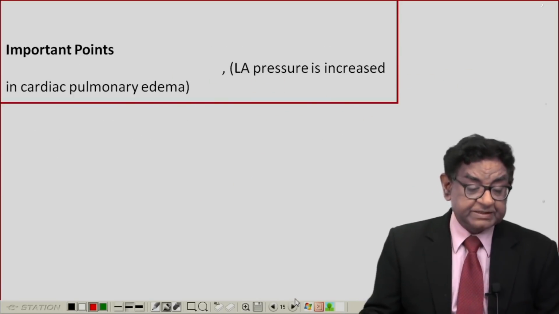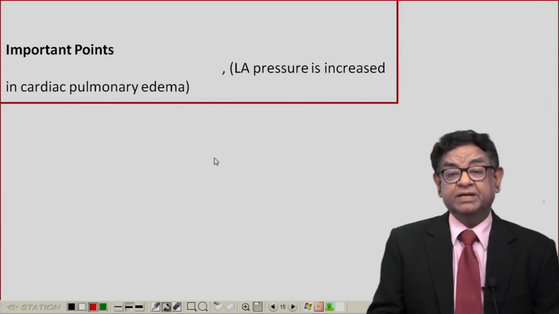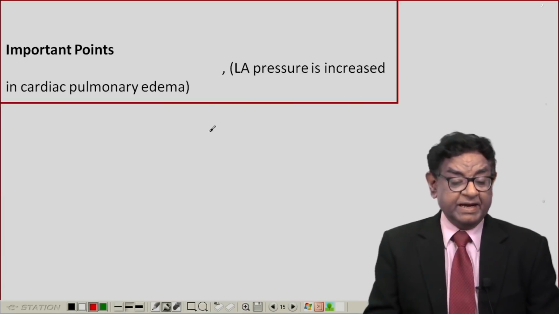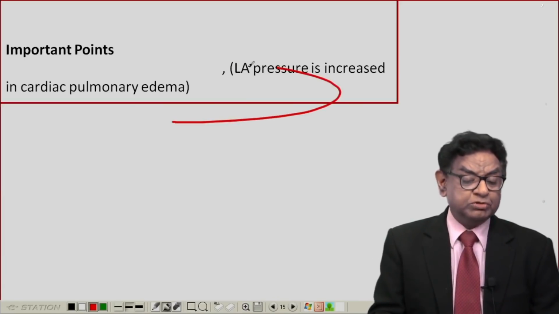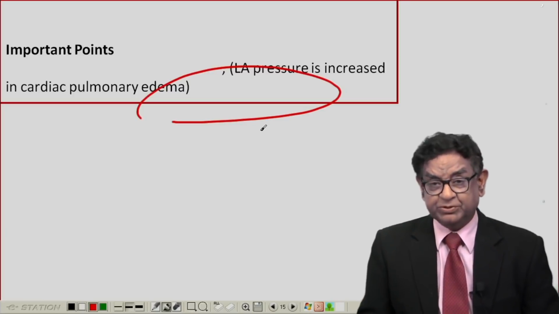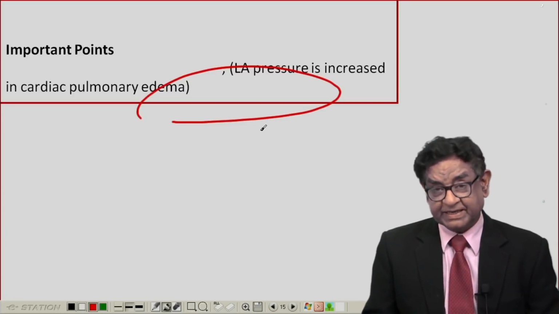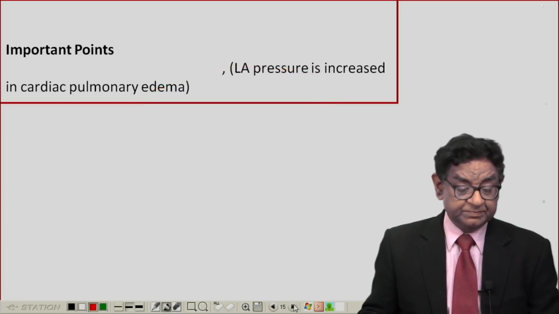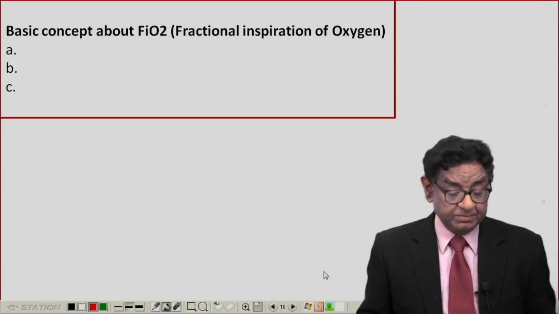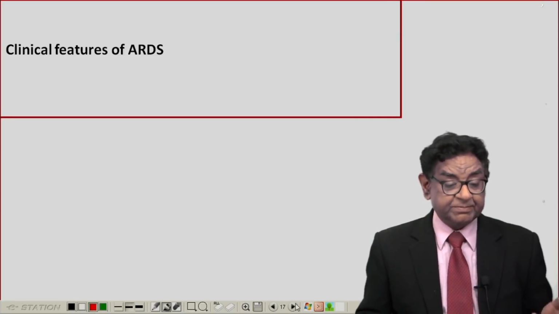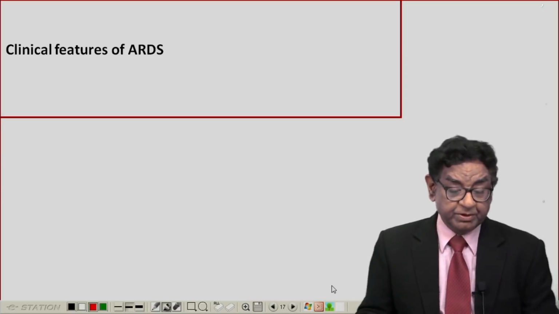And I told you, in this case, LA pressure is normal. And remember, in cardiac pulmonary edema, LA pressure is increased. This is the most important thing that you have to know. That's why I've repeated this a second time. Now, the basic concept of FiO2 I discussed, I don't need to repeat it again.